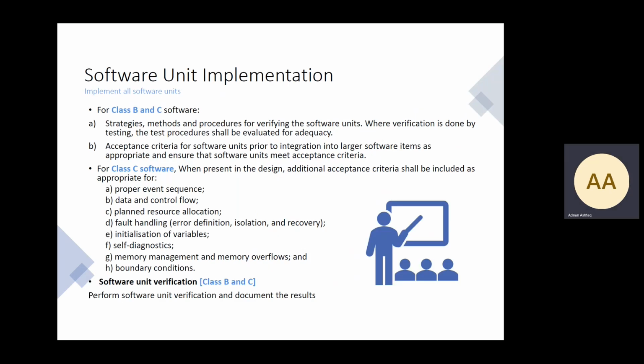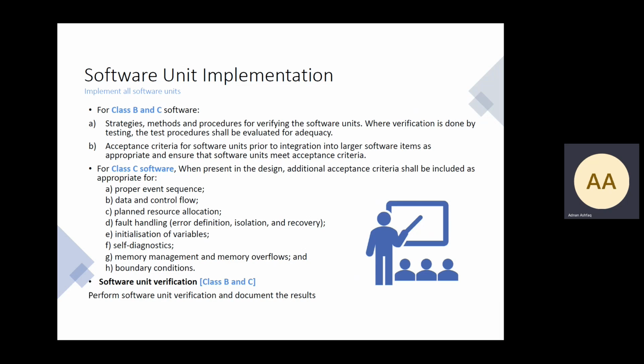And then we move on to software unit implementation. Implement all software units for Class B and C again. Strategies, methods, and procedures for verifying the software units: where verification is done by testing, the test procedures shall be evaluated for adequacy. And acceptance criteria for software units prior to integration into larger software items as appropriate, and ensure that software units meet acceptance criteria.